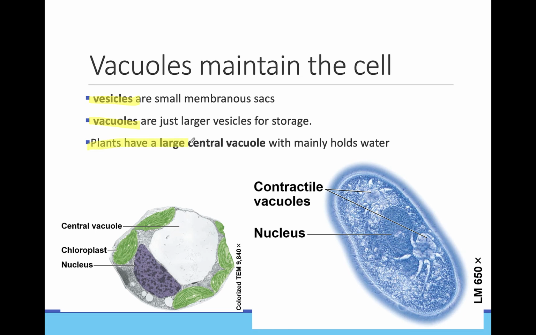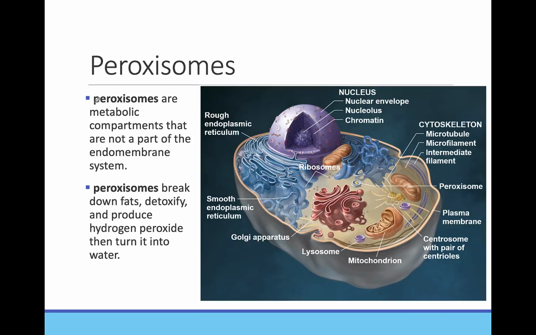Plants have a characteristic large central vacuole. This large storage place holds mostly water, which creates pressure inside the cell by pushing everything else out towards the plasma membrane and cell wall. This gives plants a turgid or stiff structure that helps them stand upright.